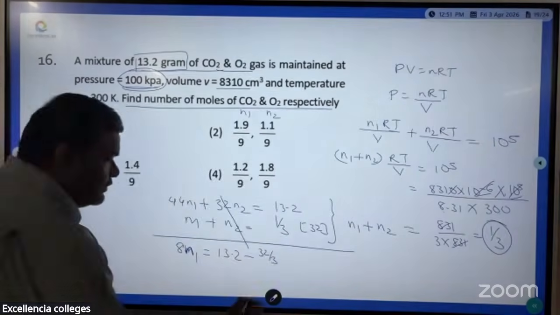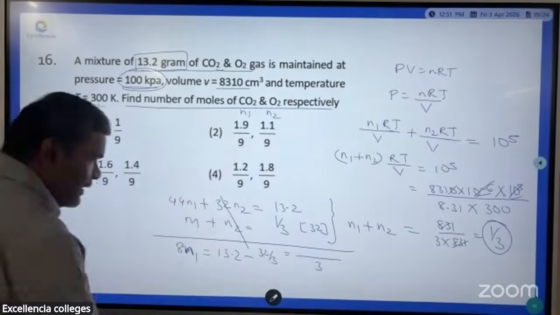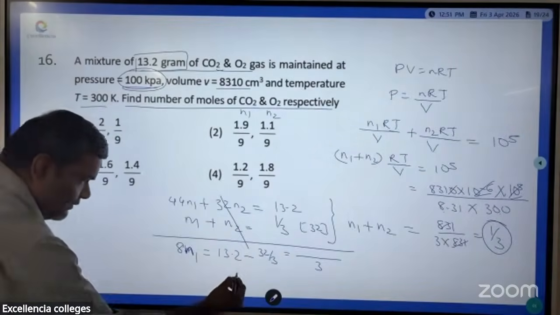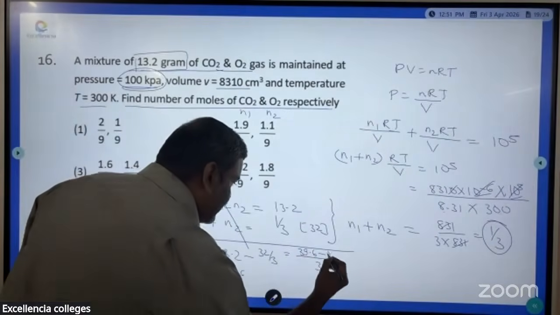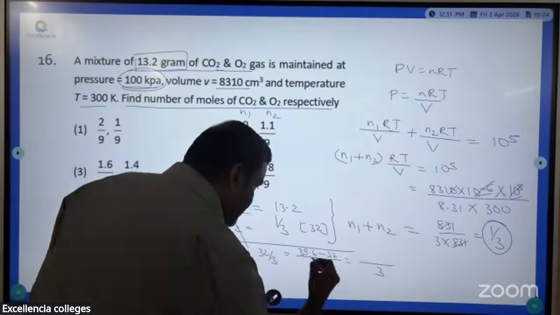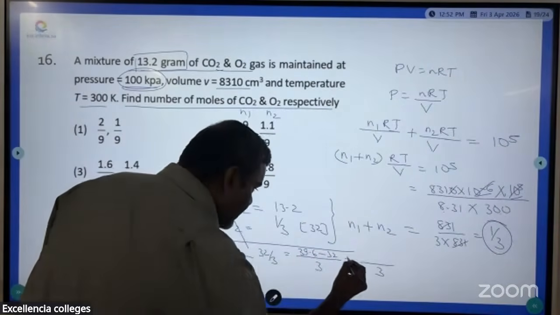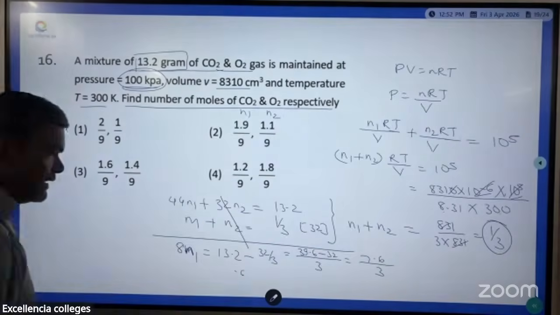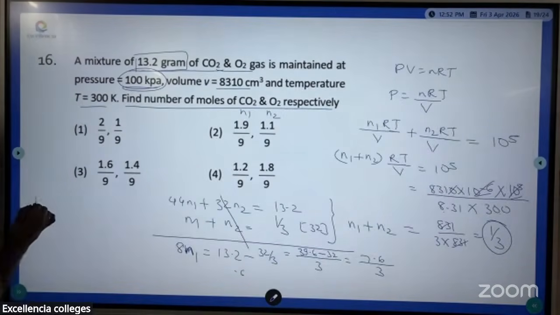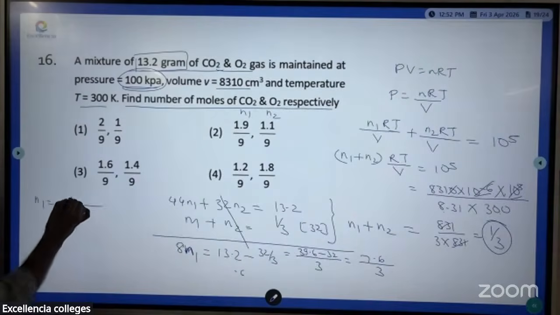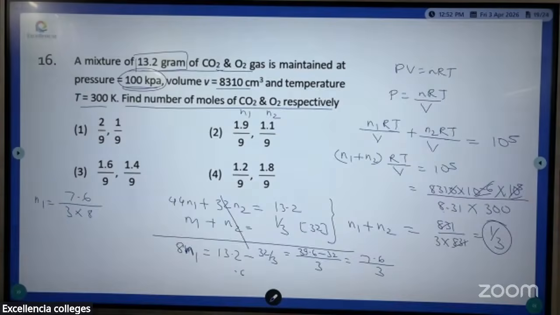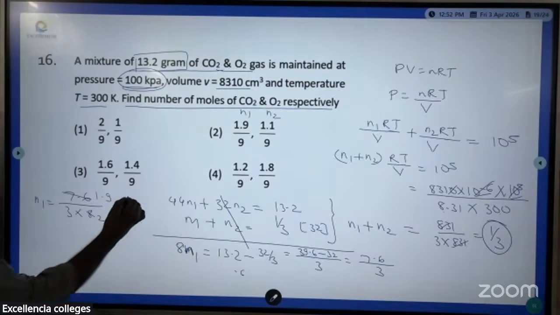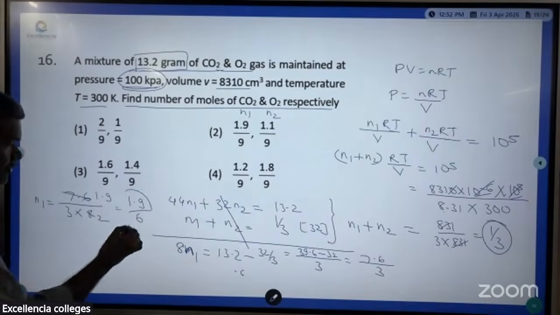So this will give me 3 in the denominator, and 3 times 13.2 is 39.6. Then 39.6 minus 32, that's going to become 7.6, divided by 3. That's 8 N1. So N1, if I write it finally, is going to become 7.6 divided by 3 into 8. If I do that, what cancelled? 4 cancels, and we get 1.9. So this becomes 1.9 by 6 moles.